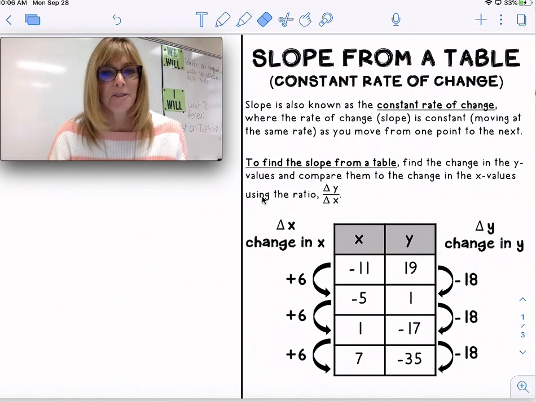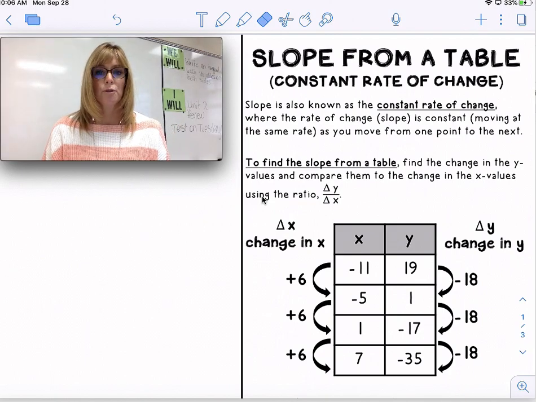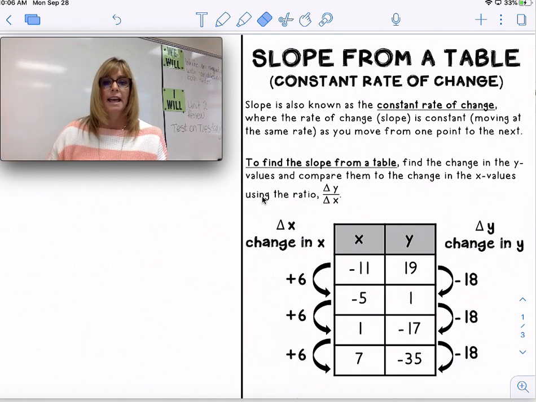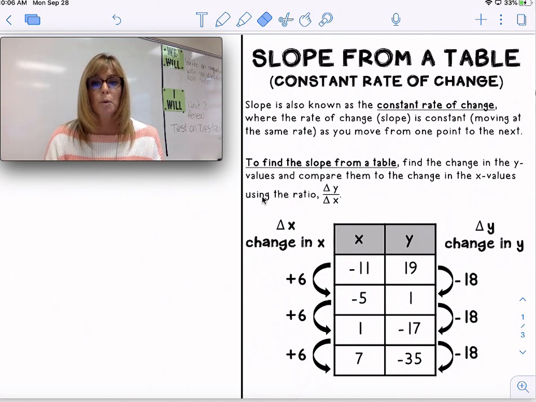Okay, today I'm going to go over how to find slope from a table. So we worked on slope from a graph, and now we're going to find slope from a table. Slope is also known as the constant rate of change, where the rate of change is constant. It's moving at the same rate. So it's a pattern, as you move from one point to the next.